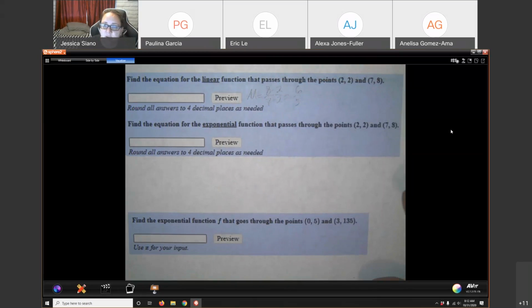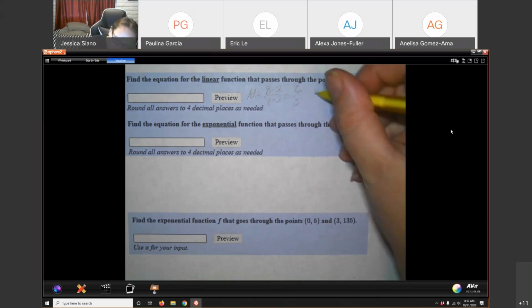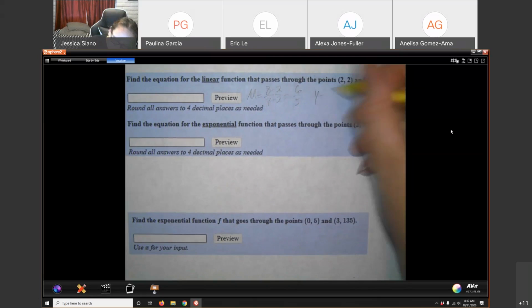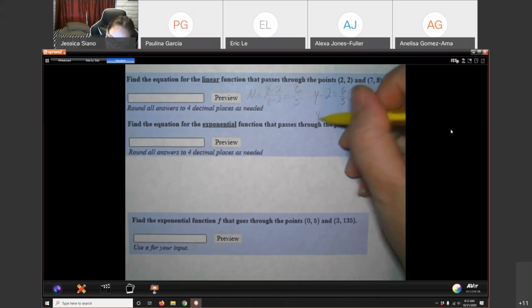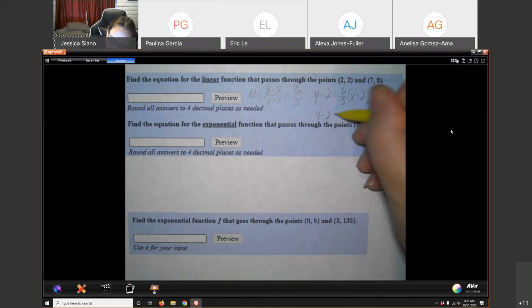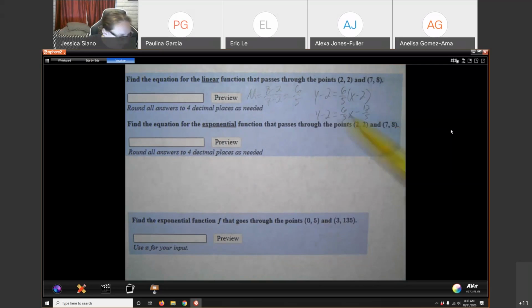Then from there we go into point slope. So y minus 2 equals 6/5 times x minus 2. And now to get this into y equals mx plus b, which is probably what they want, even though they don't specify, we'll distribute this. So 6/5 x minus 12/5. And then we need to add the 2.